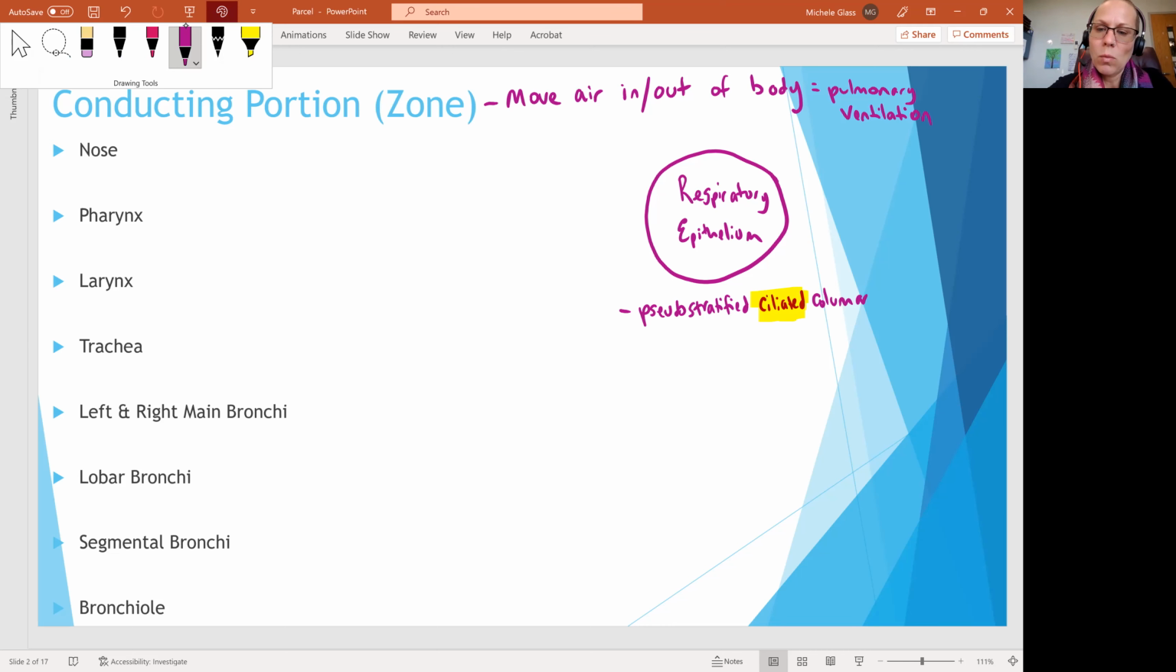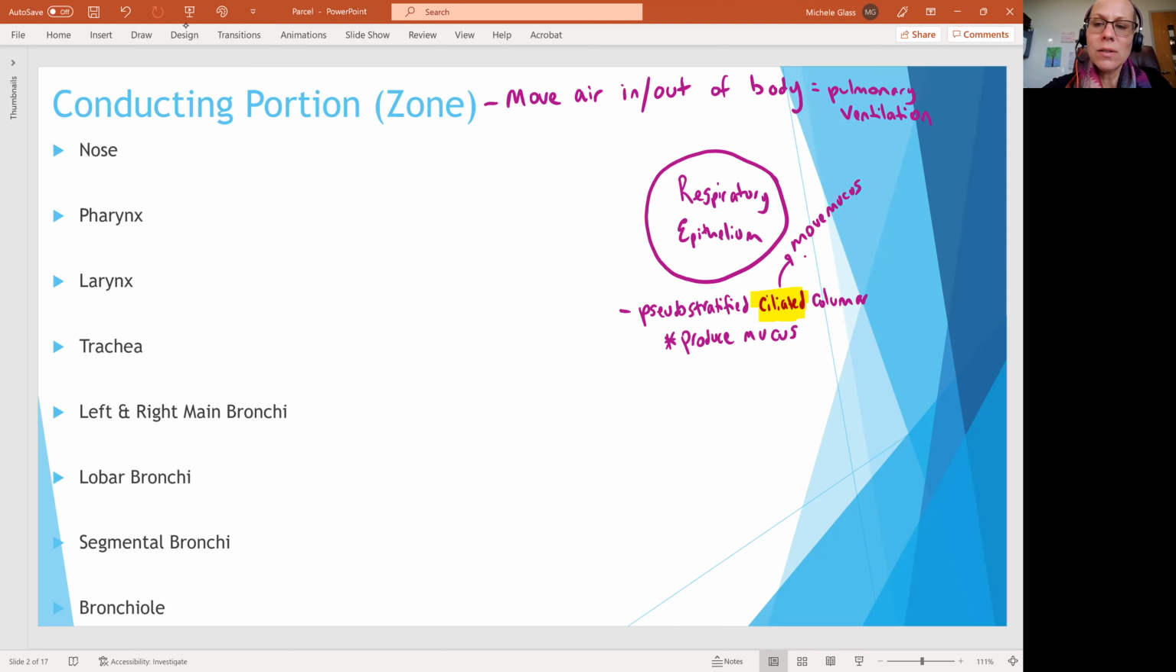tissue. We're going to see that this tissue is going to produce a mucus that is going to help trap pathogens, dust particles that are coming in with the air. And then we have the cilia that will actually move that mucus bundle. And what we'll see is the cilia is going to move mucus into your esophagus.